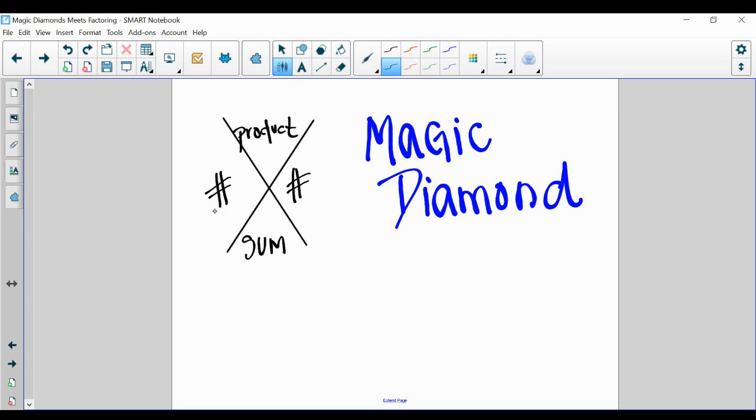Just as a quick recap, remember our magic diamonds, we're going to have a number on the left and the right. We're also going to have a number at the top, which is going to be the product of my number on the left and my number on the right. And then I'm going to have their sum on the bottom. So in fact, a magic diamond has 4 numbers.